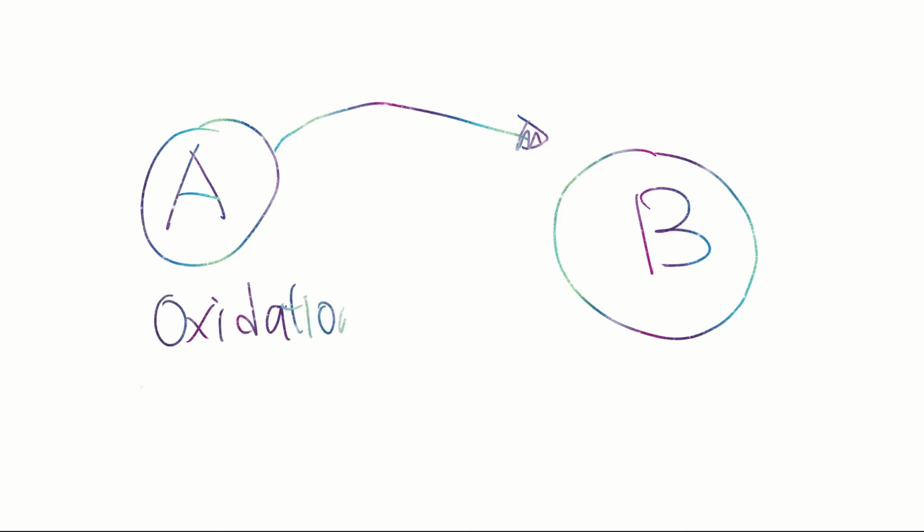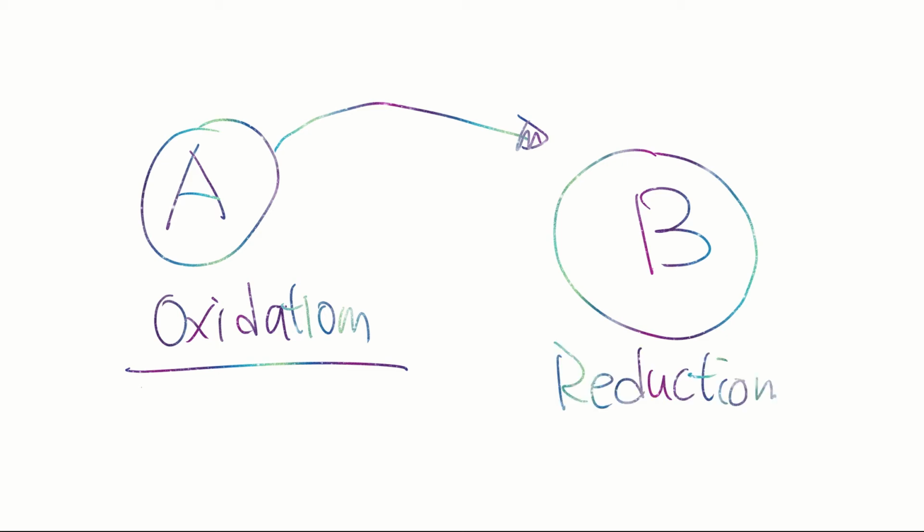As you can see from the picture, A is giving off an electron to B. So atom A, oxidation is taking place. Or you can say atom A is being oxidized. On the other hand, B is gaining an electron, which means reduction is taking place. Or you can say atom B is being reduced. Should be B.